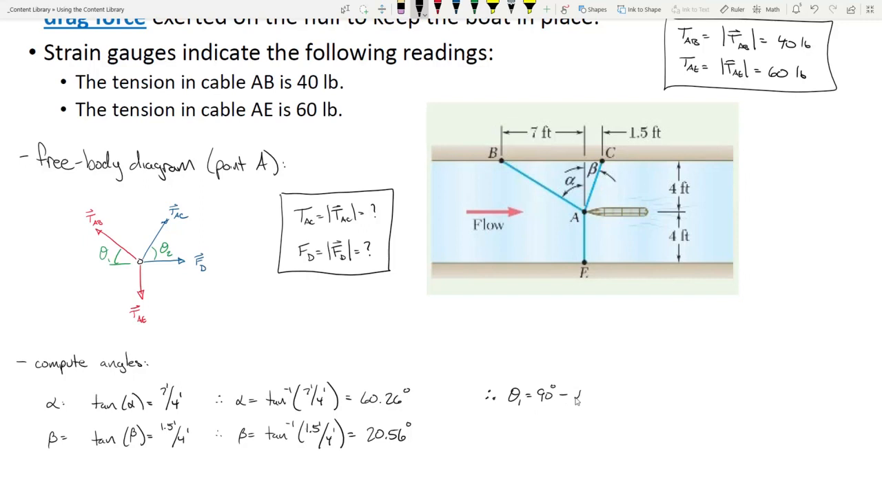90 minus alpha, which I think I can do in my head. That's about 29.74. Did I do that right? And then theta 2, similarly, is going to be 90 minus beta. And 90 minus beta, that's 69.44. That's the value I think you got a second ago.